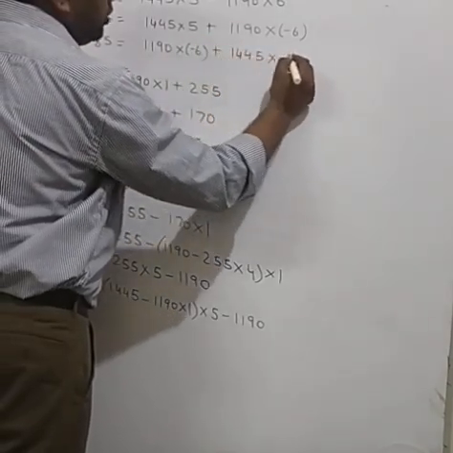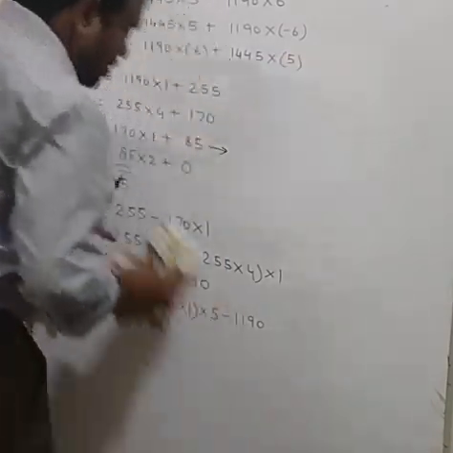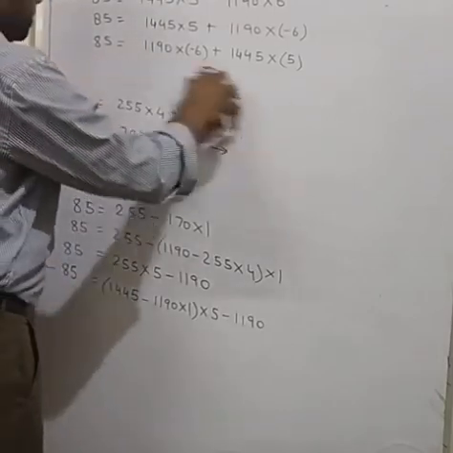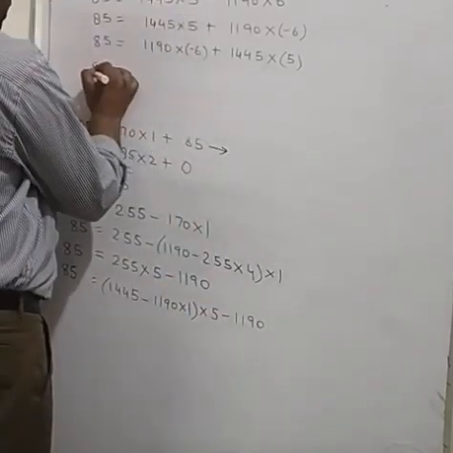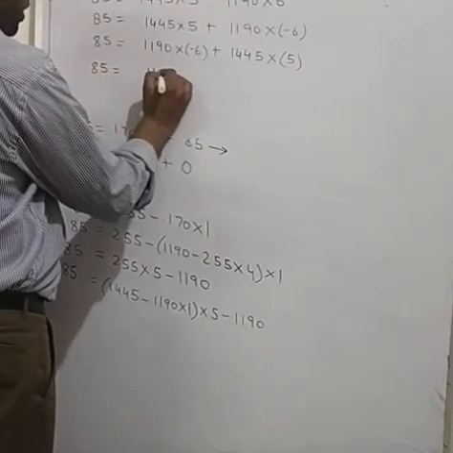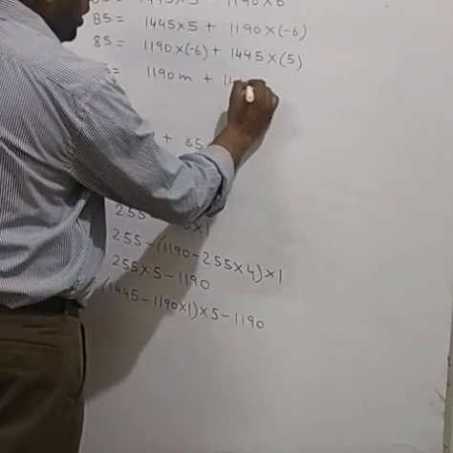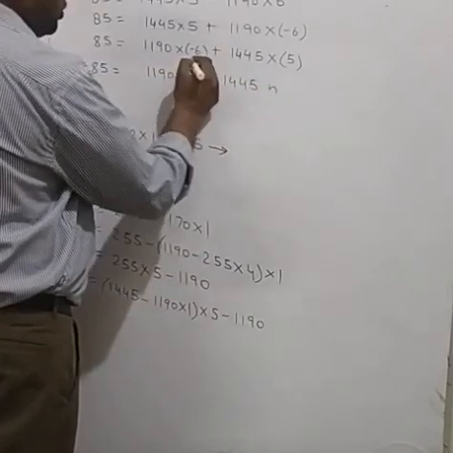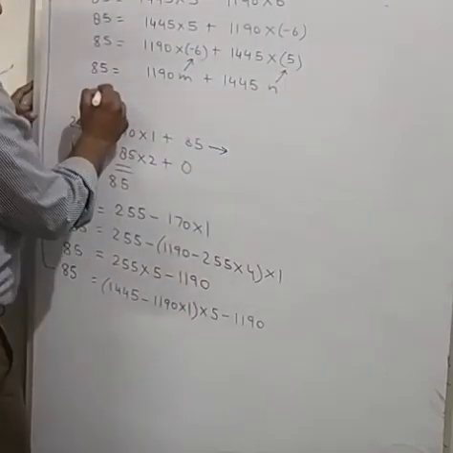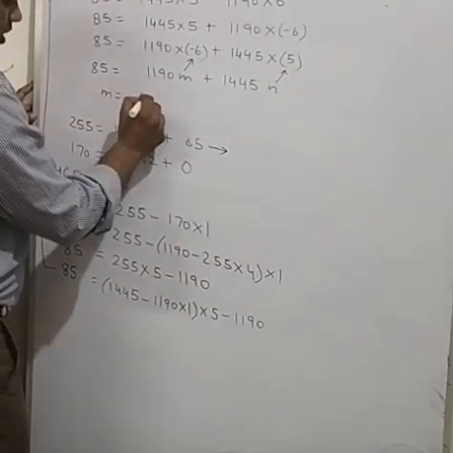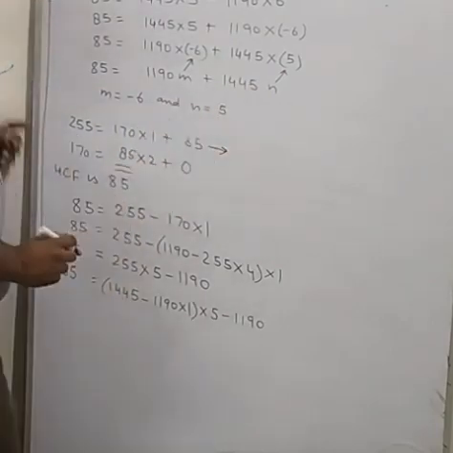So the last step is 85 is equal to 1190 into minus 6 plus 1445 into 5. If we compare these with the given expression, that 85 is 1190m plus 1445n, this is my m and this is my n. So m is minus 6 and n is 5.